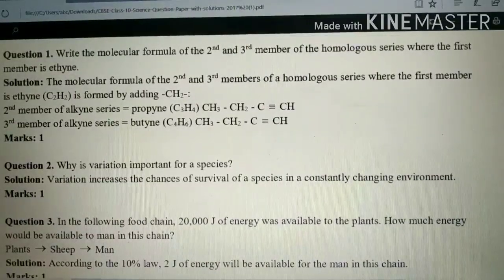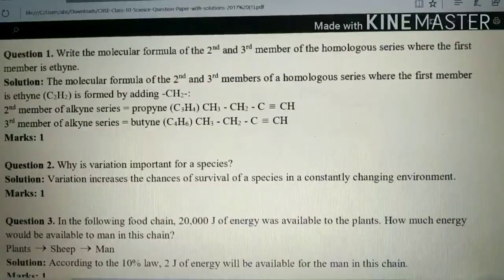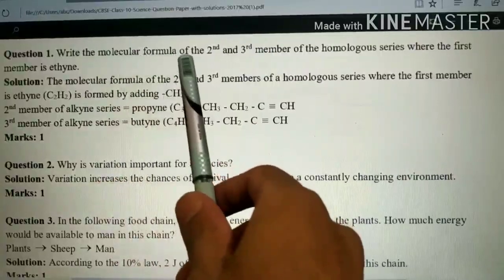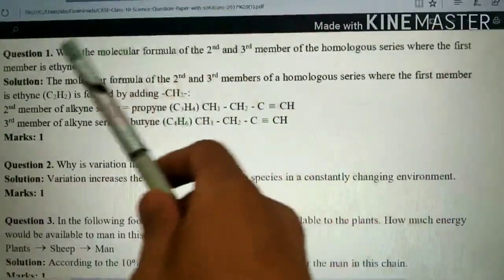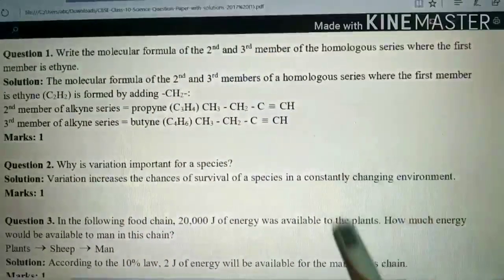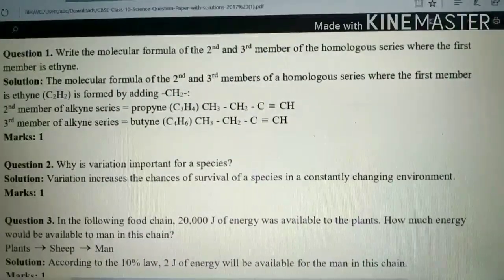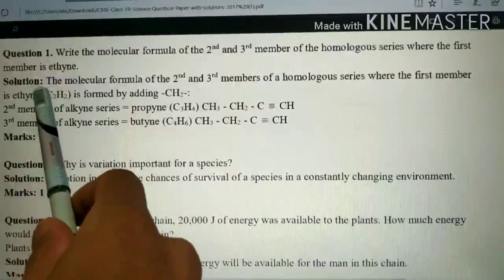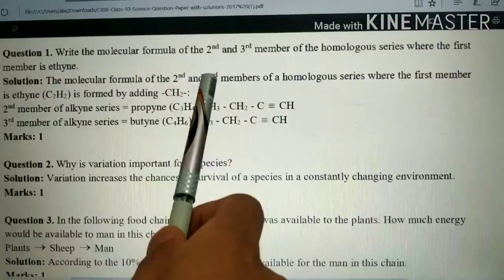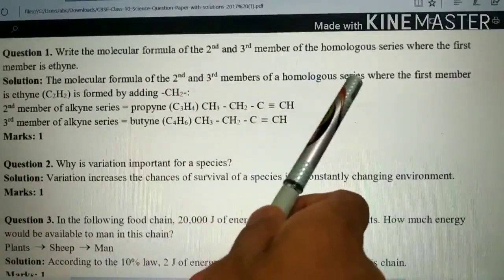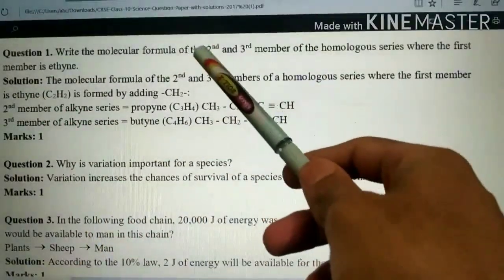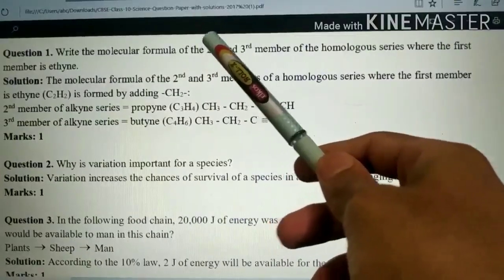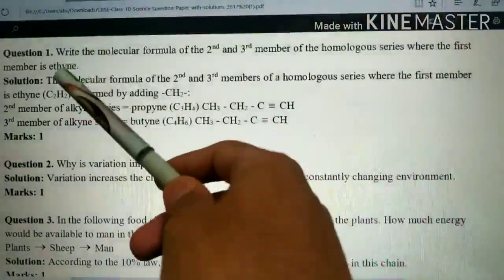So take the first question, that is from carbon compounds. Question number 1: write the molecular formula of the second and third member of the homologous series where the first member is ethyne. Solution: they say write the second and third member of the homologous series with first member ethyne.